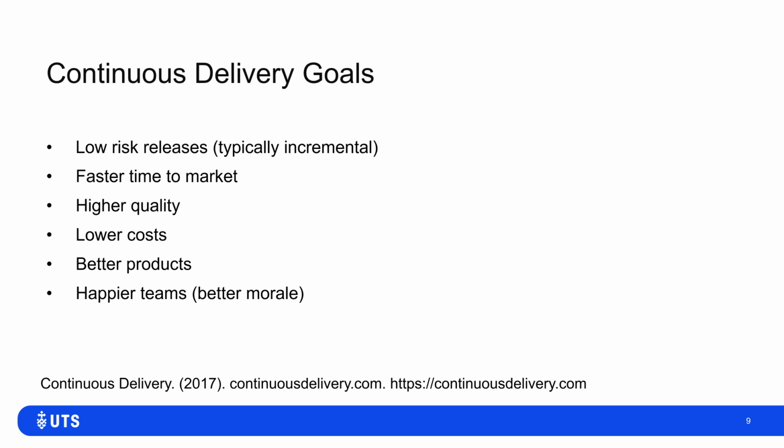The goals of continuous delivery: low risk releases. You can do continuous and incremental releases because you have always tested and built small things through the CI process, and because everything is automated, you can have faster time to market, higher quality of code, and lower cost, better products, and a happier team, because everything is automated.